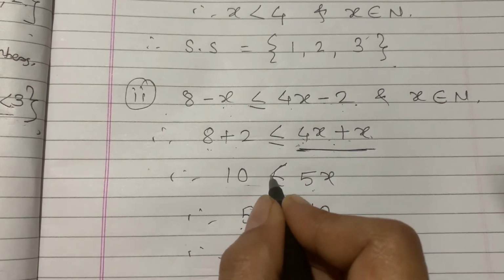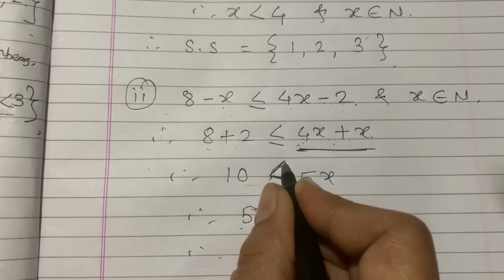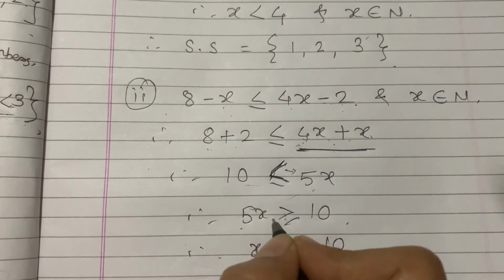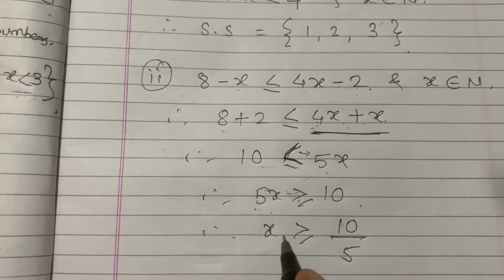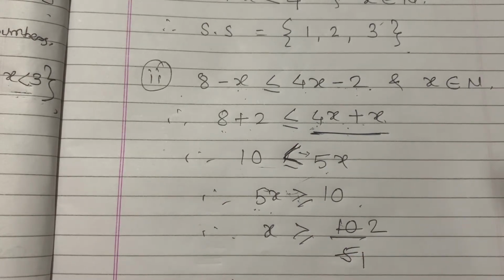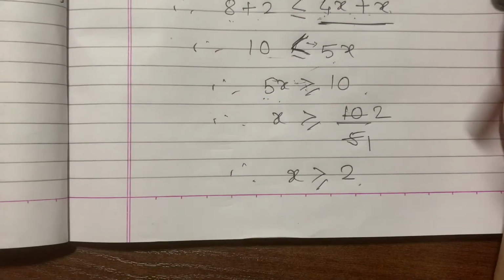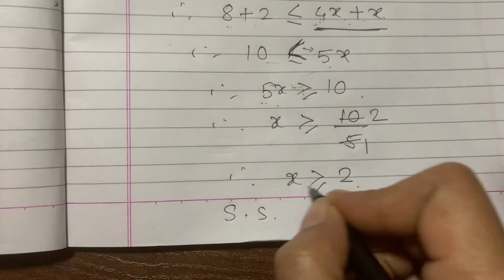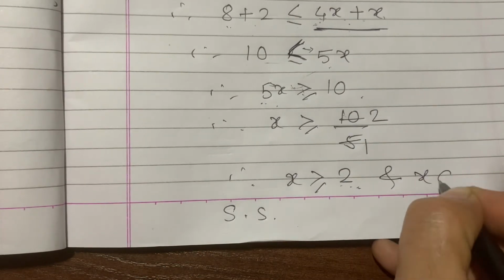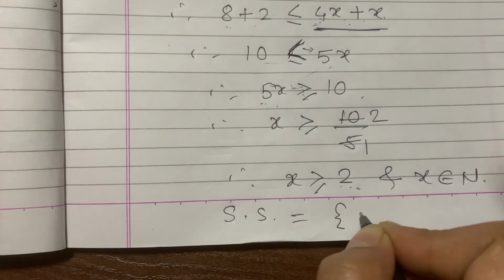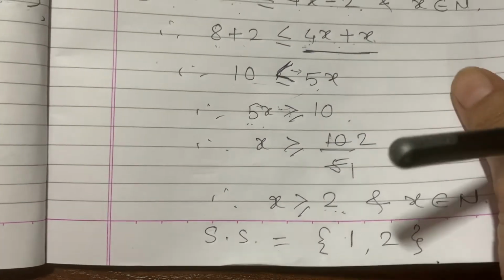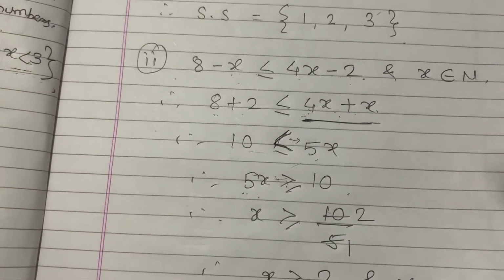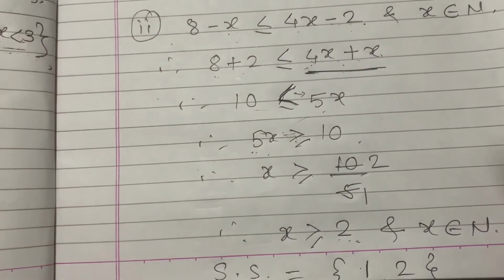Can you see, the open mouth is towards 5, so it is towards 5 only. I have not changed anything. So 5x greater than or equal to 10, so x should be greater than or equal to 10 upon 5, so x should be greater than or equal to 2. Then what will be the solution set? x greater than or equal to 2 and x belongs to natural numbers. So the solution set will be 1 and 2. Understood? Thus you can find the solution set of a given linear inequation.